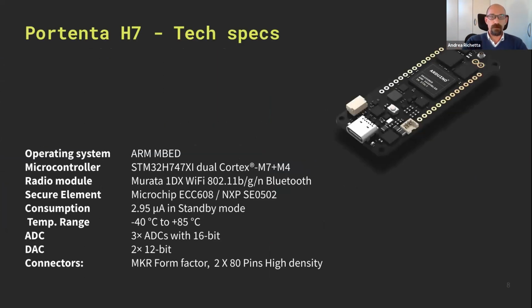Today we will talk about two pieces of hardware. One is the Portenta H7 and the other is the Vision Shield. On the technical side, the Portenta H7 is the latest product that we have in our portfolio, and it is based on an ARM embedded operating system, with a dual-core microcontroller, the M7 and M4. We have a radio module that provides Wi-Fi and Bluetooth. We have a secure element, actually 2 secure elements, because for us security is of paramount importance.